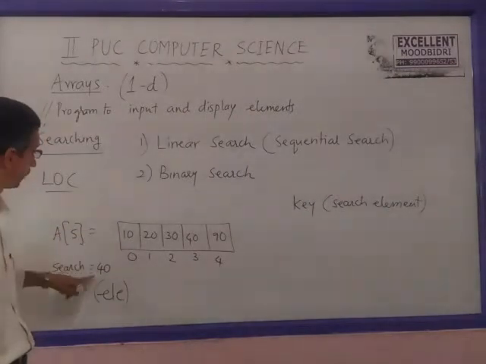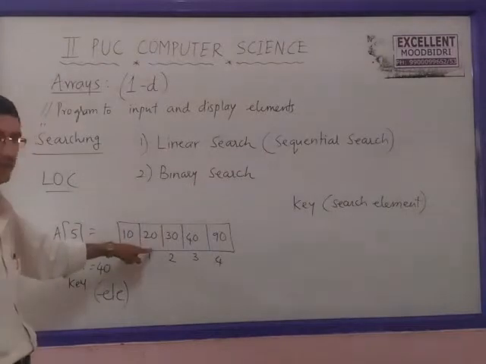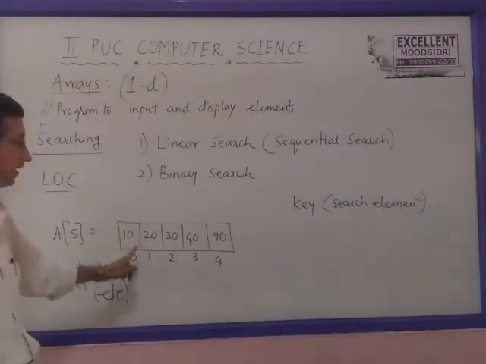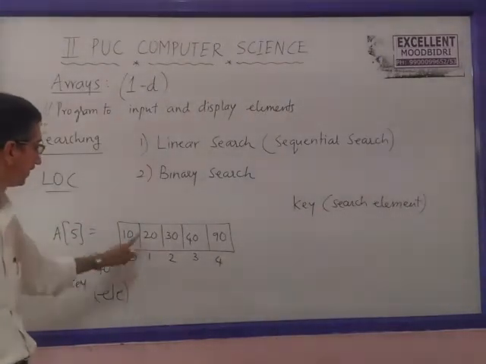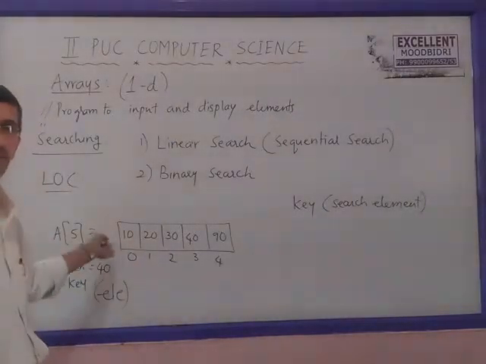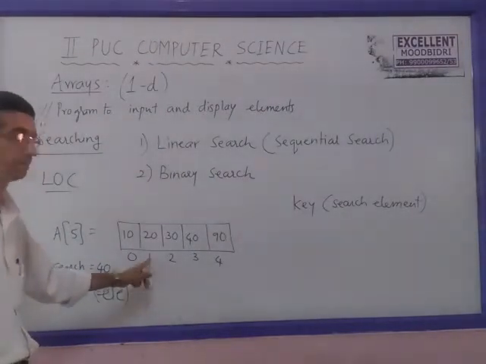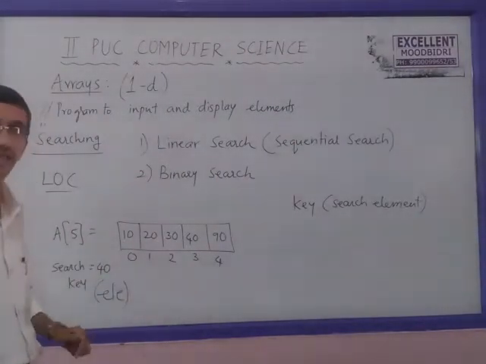Whether 40 is equal to 10? No. Next, increment to the next item. Index 1, item is 20. Whether 40 is equal to 20? Compare the search item with the item at index 1, which is 20. No. Go to the third, index 2.